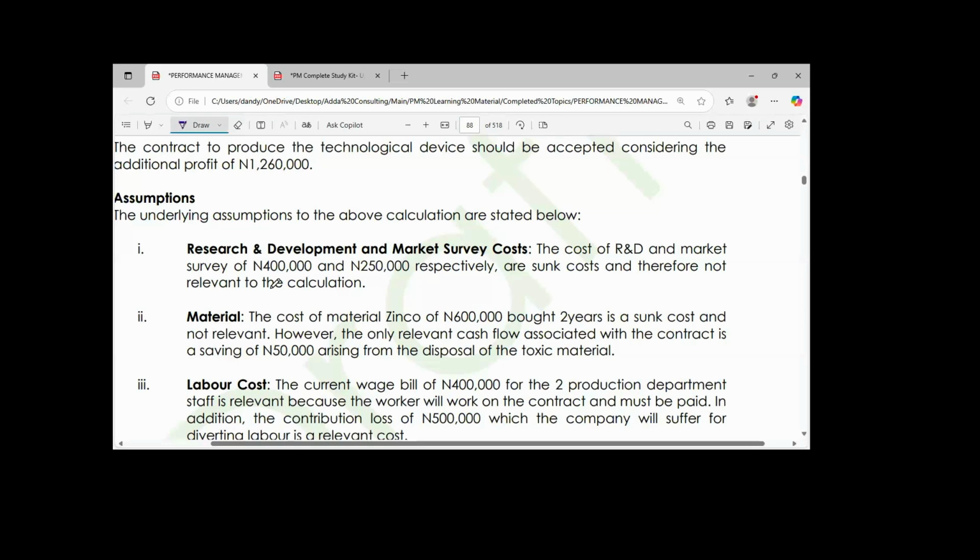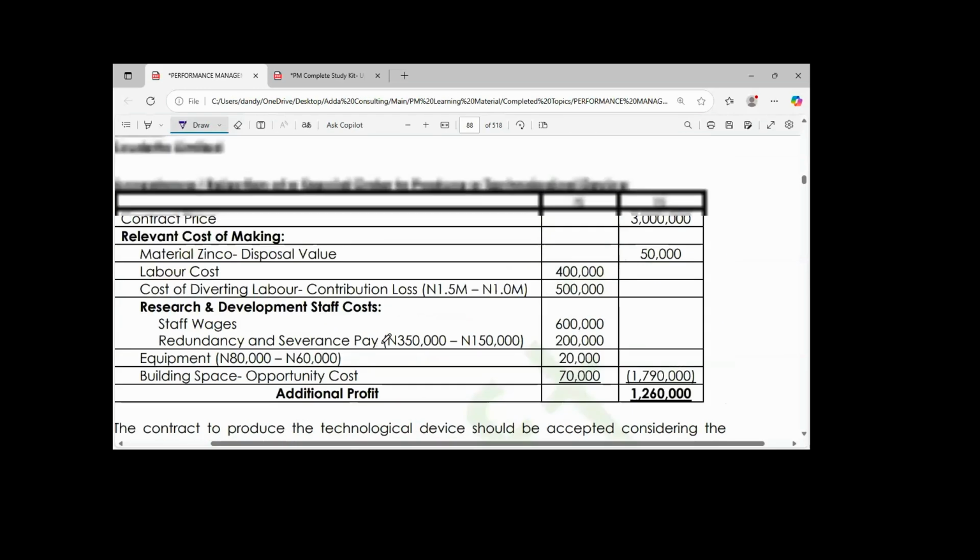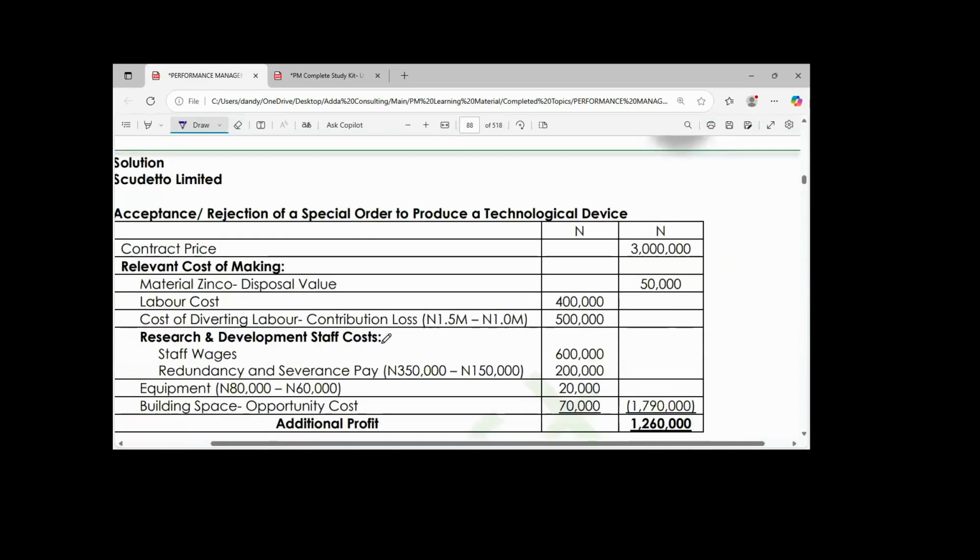However, the only relevant cash flow associated with the contract is a saving of 50,000 naira arising from the disposal of the toxic material. So that's why we are saying that 50,000, we will add it to the contract price. This 50,000 we added to the contract price.